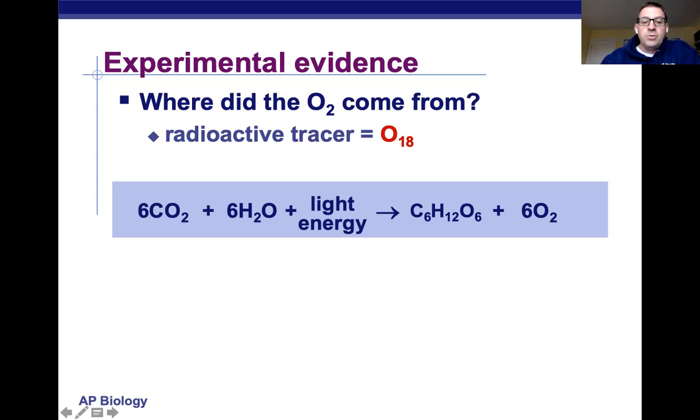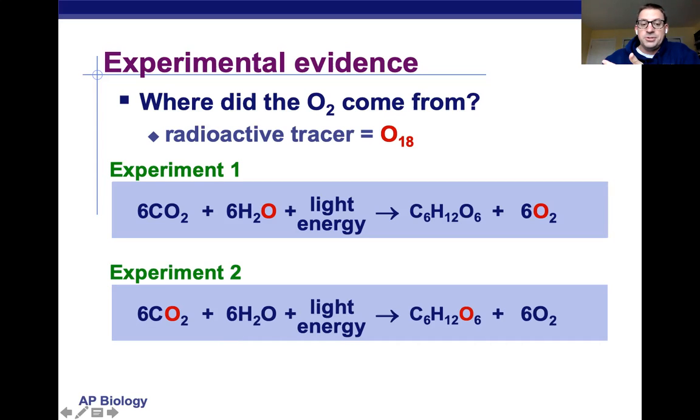And so what was done was water was used that had this heavy isotope of oxygen rather than the more abundant form of oxygen. And then it was traced to see which product molecule that radioactive isotope of oxygen ends up in. Does it end up in the glucose that's made, or does it end up in the oxygen gas that is released? And it ended up in the oxygen gas that was released, which was evidence that the oxygen that we breathe comes from the splitting of water during the light reactions of photosynthesis.